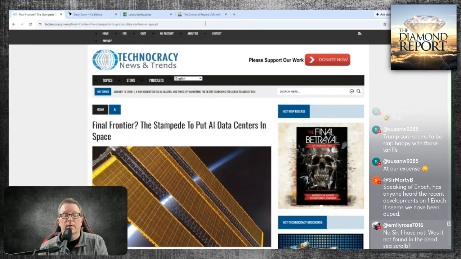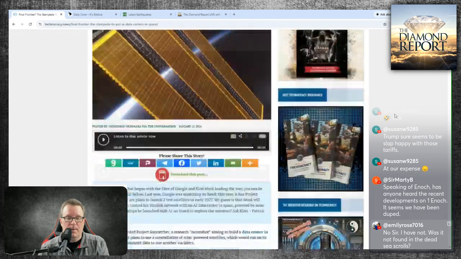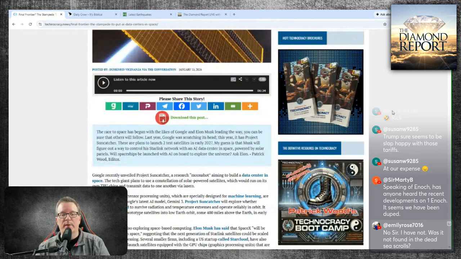Final frontier, question mark. The stampede to put AI data centers in space. The race to space has begun with the likes of Google and Musk leading the way. You can be sure that others will follow. Last year, Google was scratching its head. This year, it has Project Suncatcher. There are plans to launch 2 test satellites in early 2027.